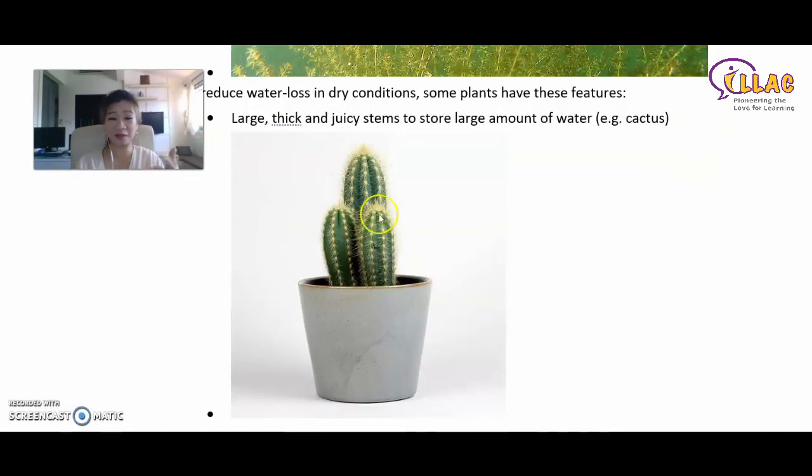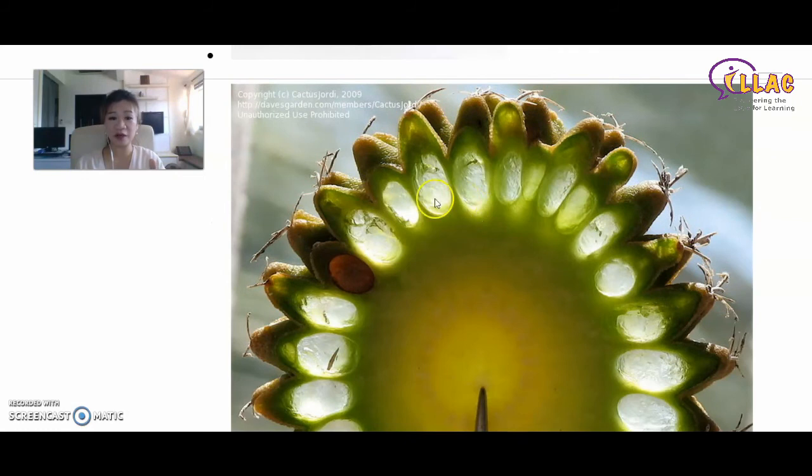For example, cactus. So this is how a cactus looks like, but if you cut the cactus in half, you will see that there is actually a lot of liquid inside, and even inside here, this is full of liquid as well. So these are all liquid holes. And you notice that they have needle-like leaves. These are actually their leaves, and they are like needles, they are sharp.